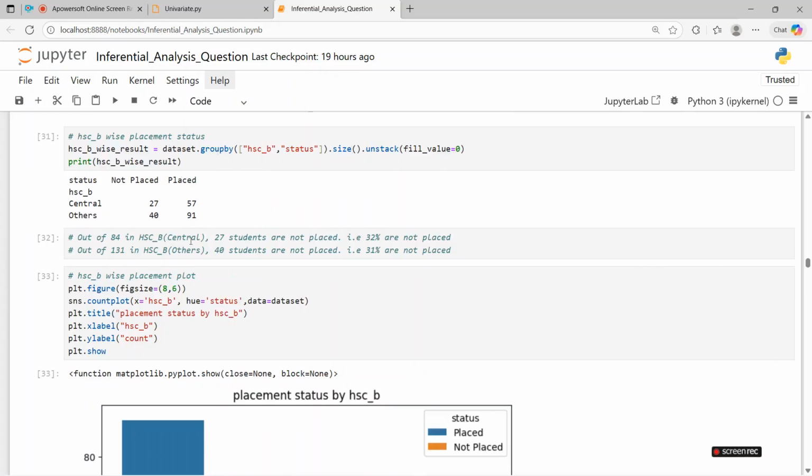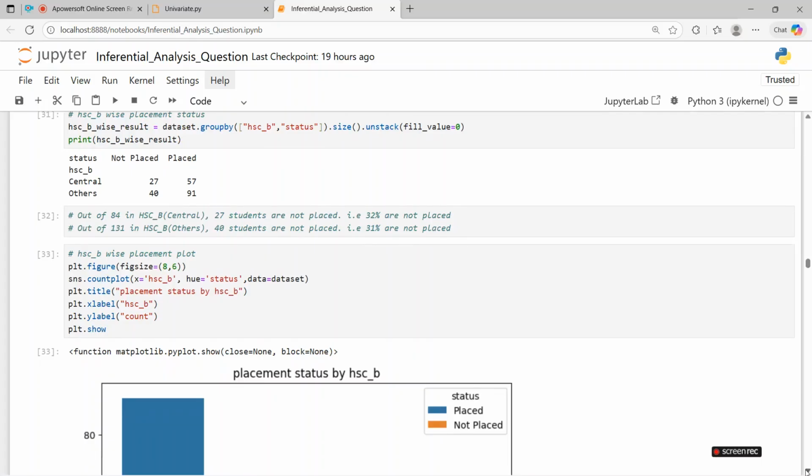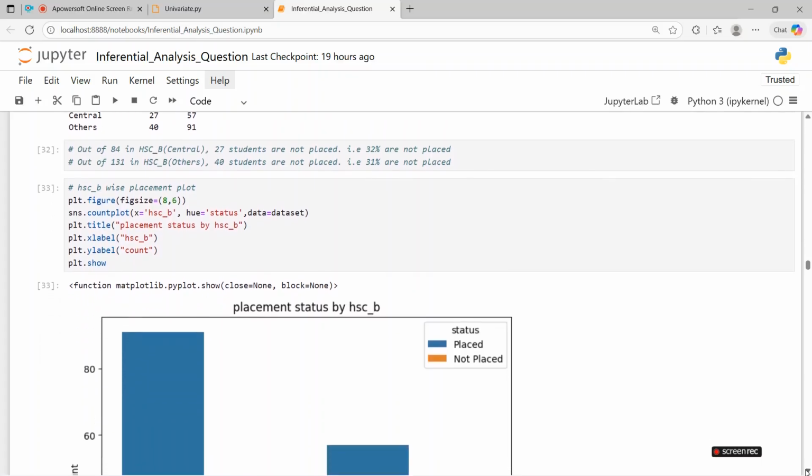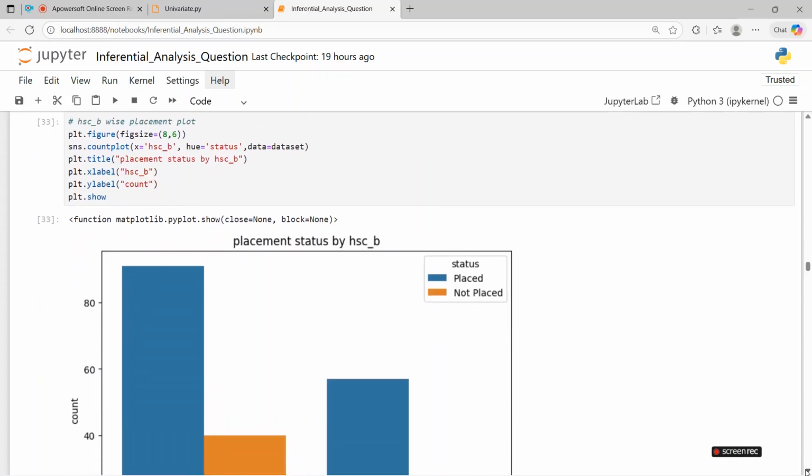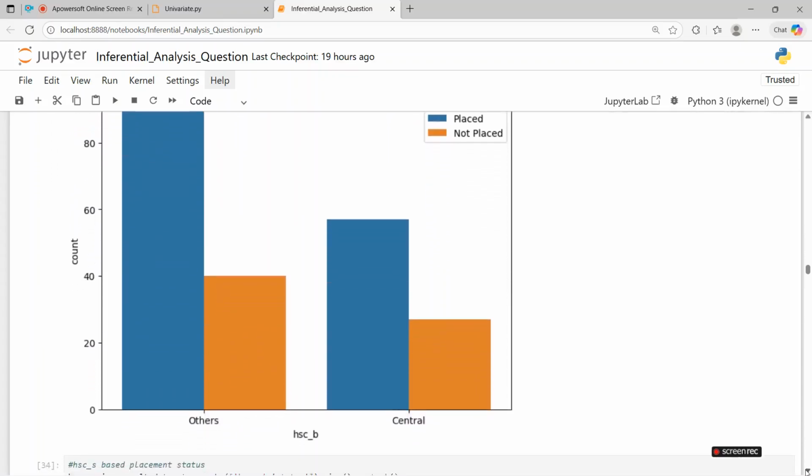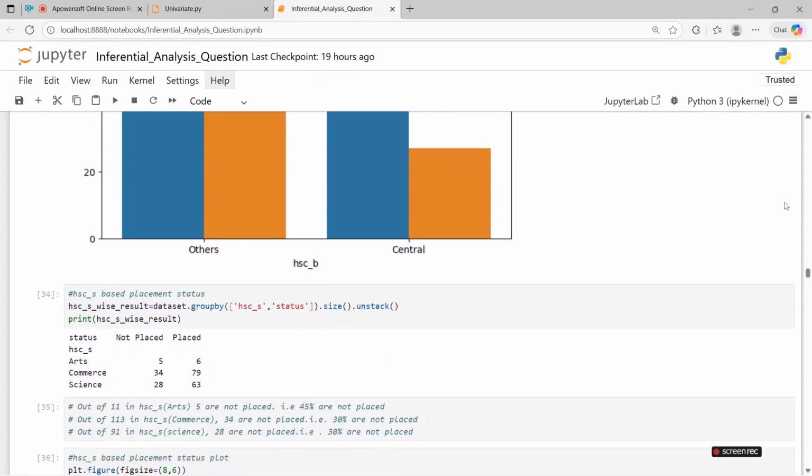So here, out of 84 in HSCB central, 27 students are not placed. That is around 32% are not placed. Out of 131 in HSCB others, 40 students are not placed. That is around 31% are not placed. So here again we have the plot for HSCB wise placement status for placed and not placed.